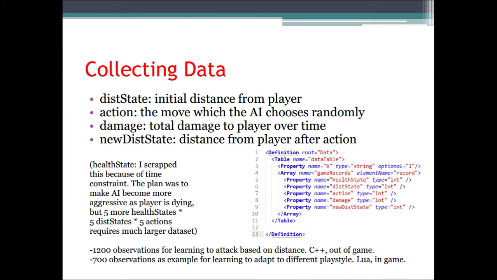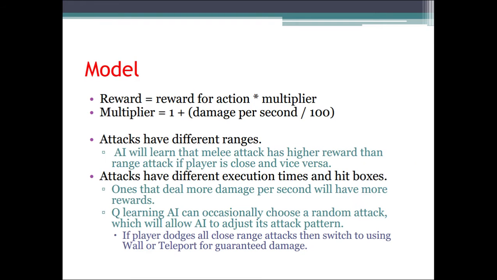The data I collected is really simple. So in here for damage, it is the damage per second, DPS. For the other integer variables, there are 5 states for each. And overall I have 1200 observations for the first learning phase and 700 observations for the second one. So in total it would be around 3 hours, I think.